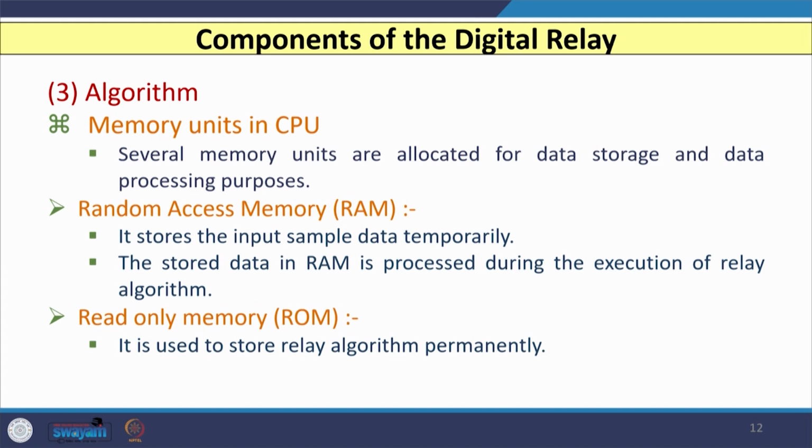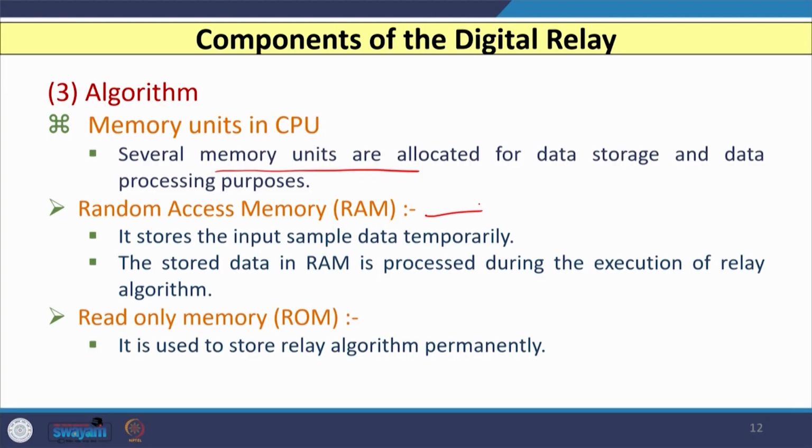Now, regarding the memory devices, several memory devices are used. The first use is data storage and data processing. Suppose we want to store some data, let us say in the form of an event or fault current, or maybe voltages or distance. For those things we need such types of devices. Now, if I consider the RAM, which is known as random access memory, it stores the input sample data temporarily.